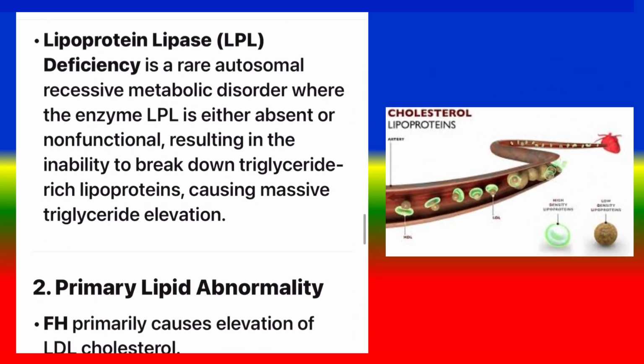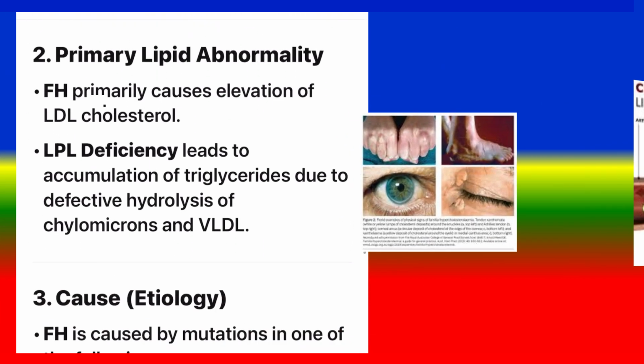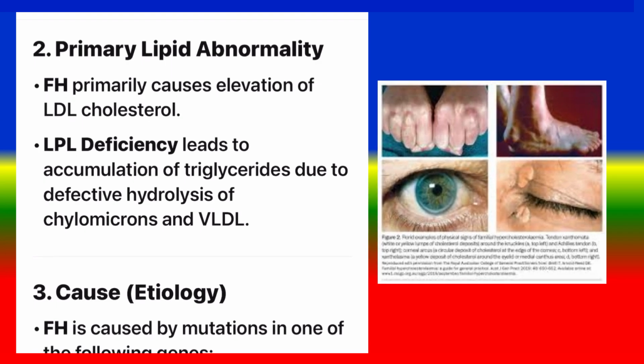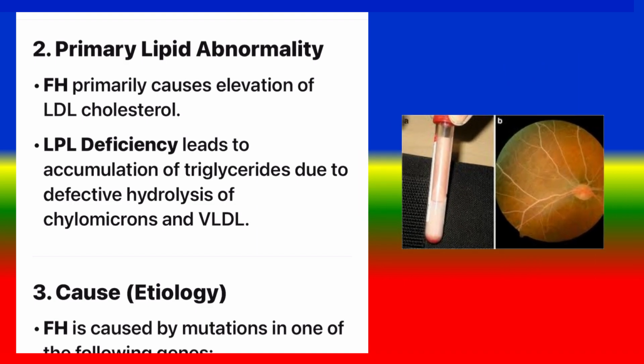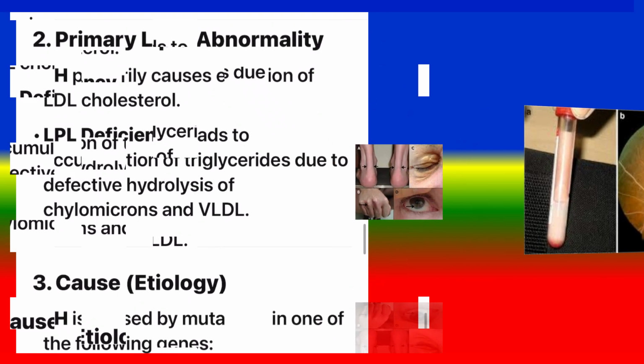Lipoprotein lipase (LPL) deficiency is a rare autosomal recessive metabolic disorder where the enzyme LPL is either absent or non-functional, resulting in the inability to break down triglyceride-rich lipoproteins, causing massive triglyceride elevation. 2. Primary lipid abnormality. FH primarily causes elevation of LDL cholesterol. LPL deficiency leads to accumulation of triglycerides due to defective hydrolysis of chylomicrons and VLDL.